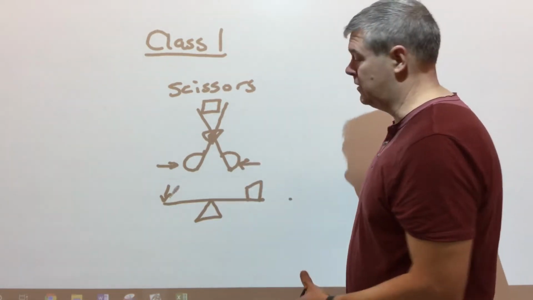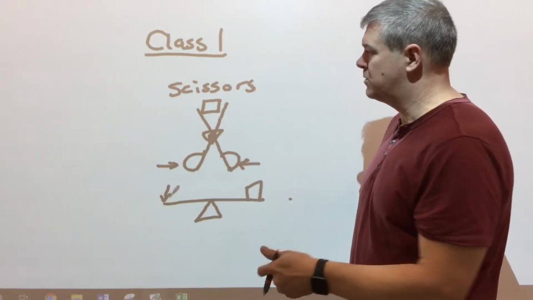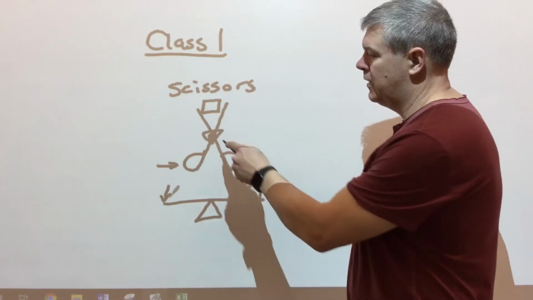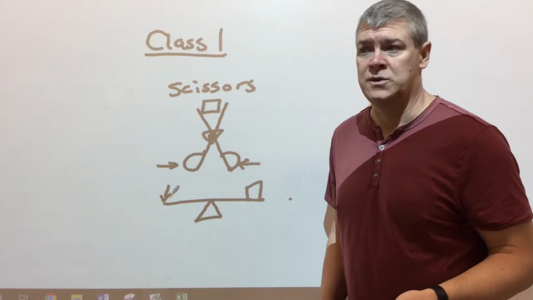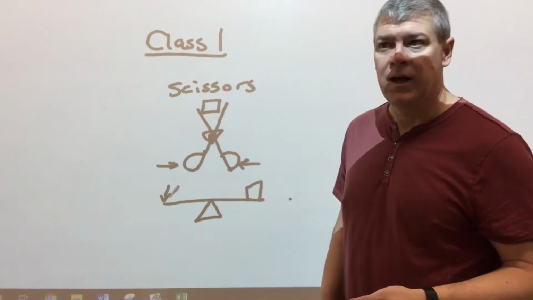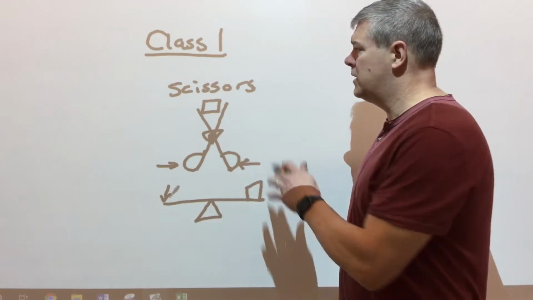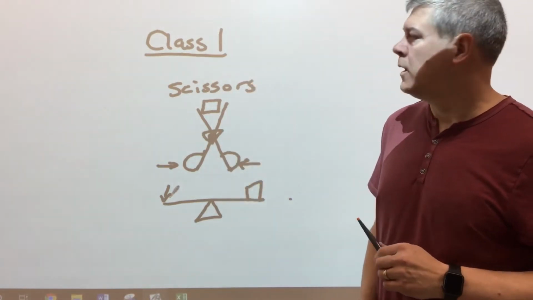Pliers would be exactly the same thing. You have the handle of the pliers, you squeeze them together, the nut or whatever you're trying to tighten or loosen is at the other end, and the fulcrum is in the middle. You could probably think of other tools that would be similar to that. Maybe you have hedge trimmers or something like that. Same idea. All of those things classify as class 1 levers.